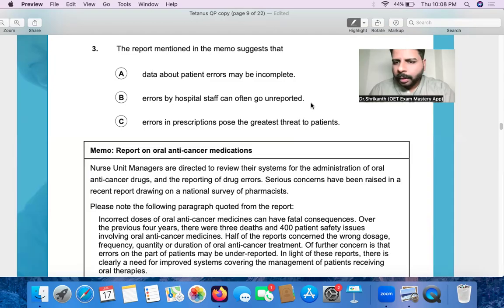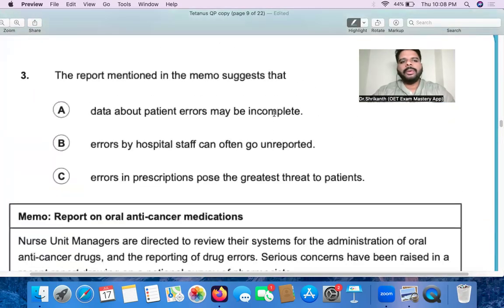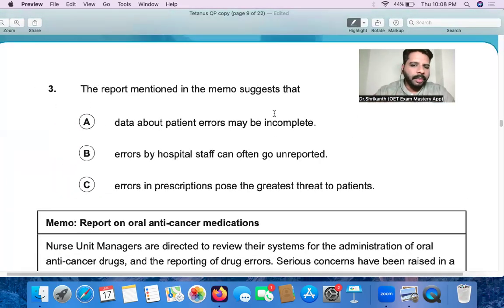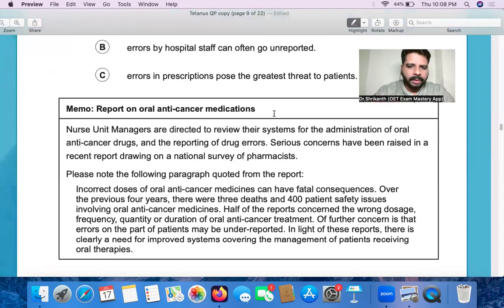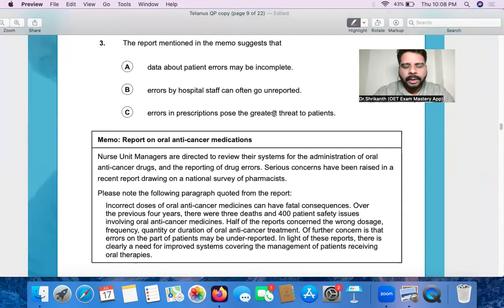Okay. All right, so now let's talk about the right strategies. First and foremost, you have to understand how cunning the OET people are. Now it's time to talk about the question over here. Always, never underestimate the OET people.